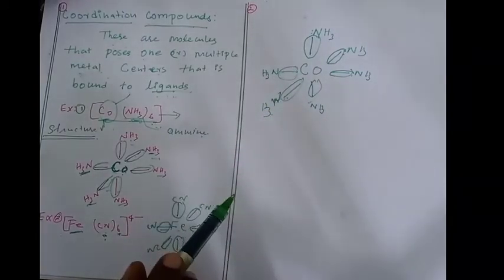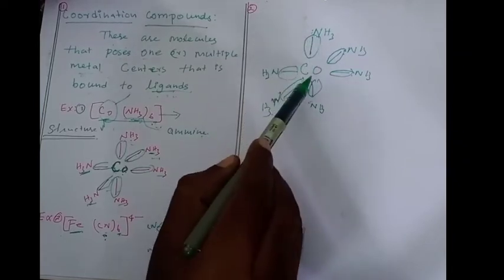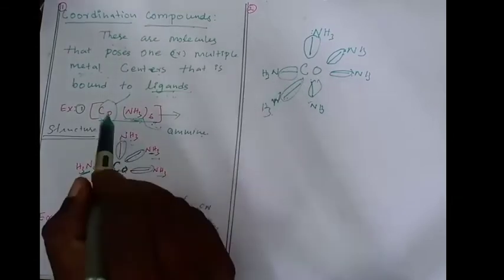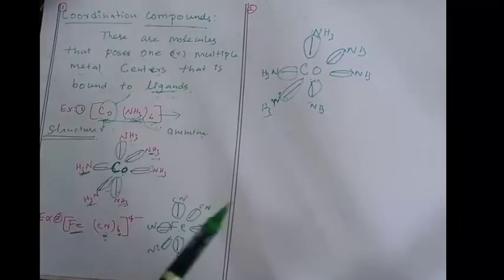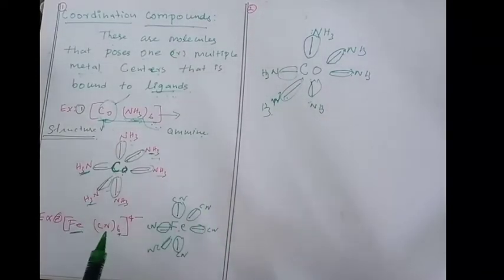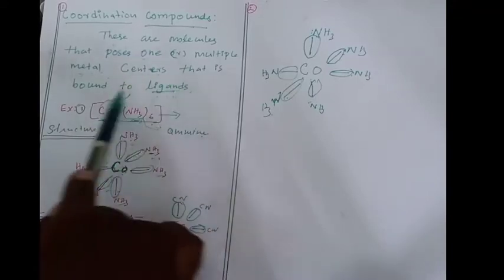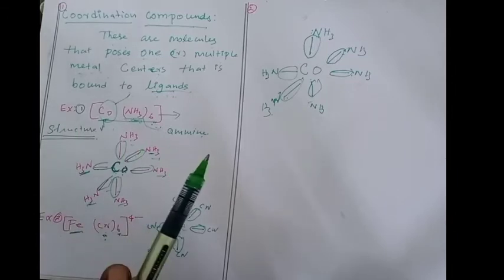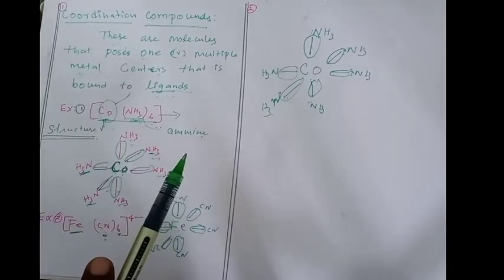Again I repeat this. When a ligand donates the lone pair of electrons to the central metal atom, it makes the bond, that is called a coordination bond. And also this complex is called a coordination compound. Simply we'll say, that's it. So again I repeat this. These are molecules that possess one or multiple metal centers that are bonded to ligands. Finally, simply we'll say that it is a molecule that possesses one or multiple metals that can make the bond with the ligand, that's it.